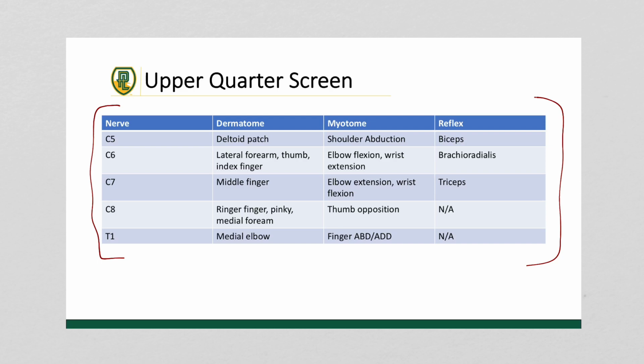And again, we're going to do these in class, but here are the dermatomes. So sensation: touch the deltoid, lateral forearm, thumb, index finger. C7 is going to be middle finger. C8 is going to be the pinky finger, and I would even say ring finger. And then T1 is going to be medial elbow. For myotomes: shoulder abduction, elbow flexion with wrist extension, elbow extension with wrist flexion, thumb opposition, finger abduction. And then awesome, fun reflexes that we'll get to do in class.